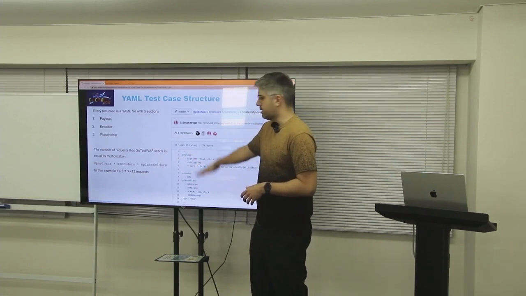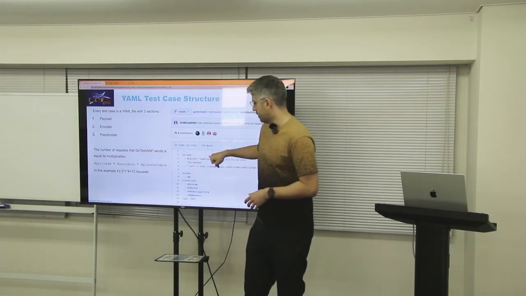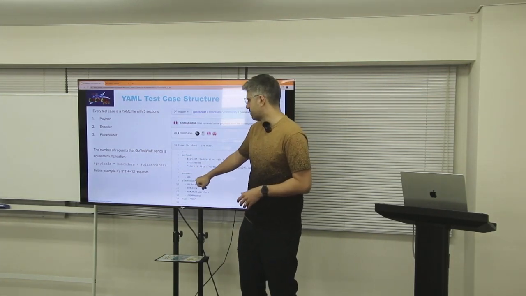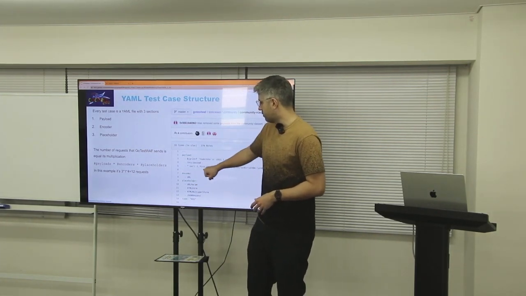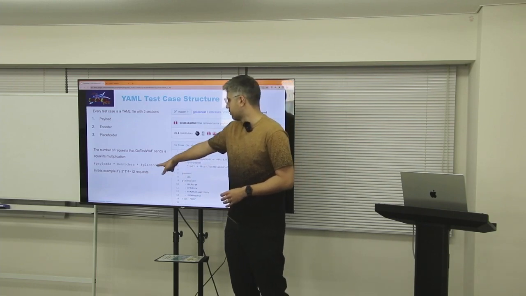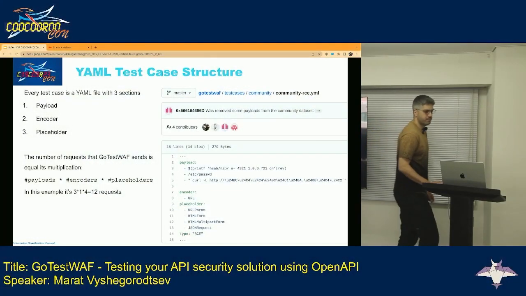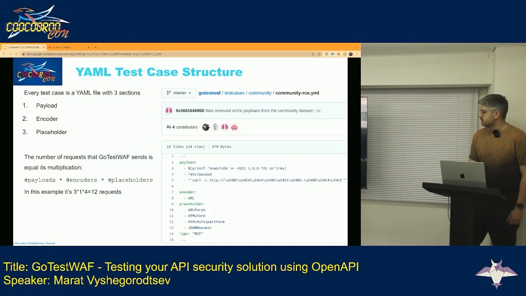So total number of payload requests will be number of these payloads times encoders times placeholders. So in this case, 3 payloads, 1 encoder, and 4 places to inject it. So in total 12 requests. Doing it manually in the app or Burp Suite is also possible, but you will have to code a lot yourself.